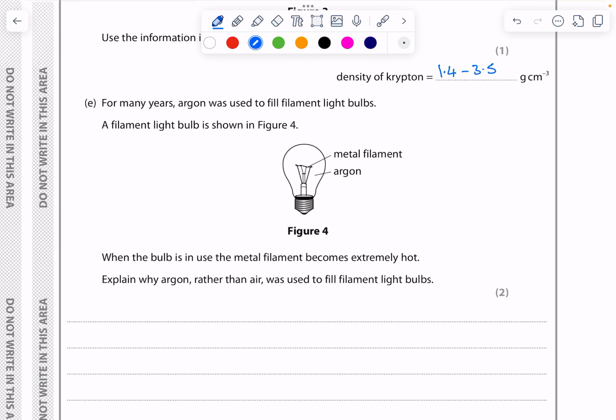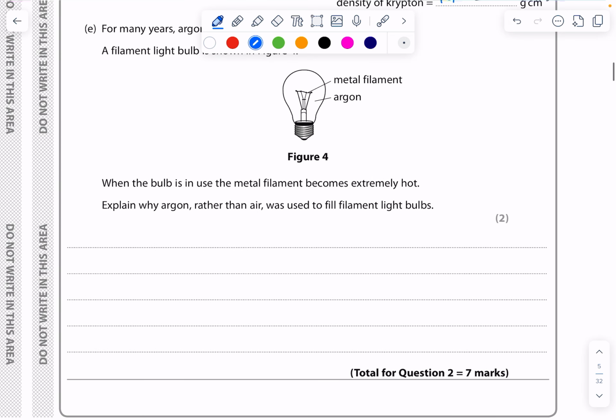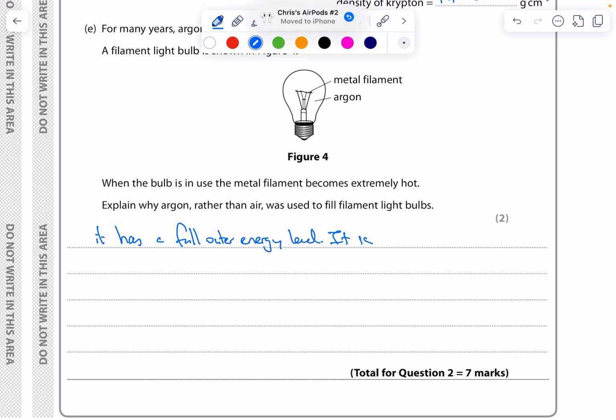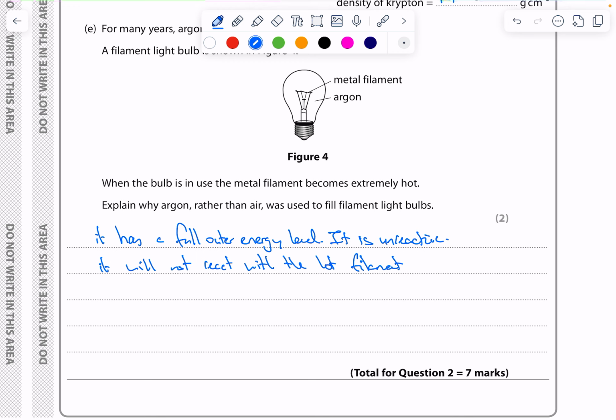Okay, next we've got this light bulb filled with argon. And why is argon used? So if you remember argon, it has a full outer energy level. That means it is unreactive, and because it's unreactive, it will not react with the hot filament. Okay, and what you're going to end up with here is 1 mark for each of those 2 points.